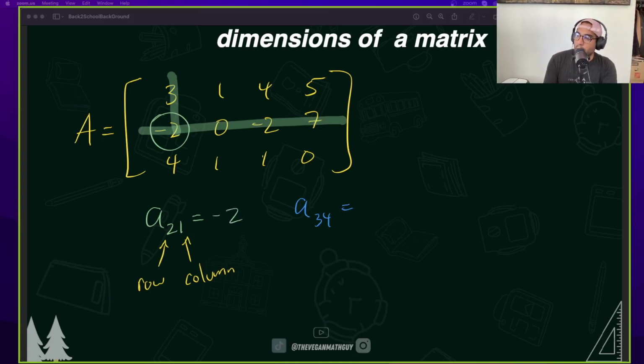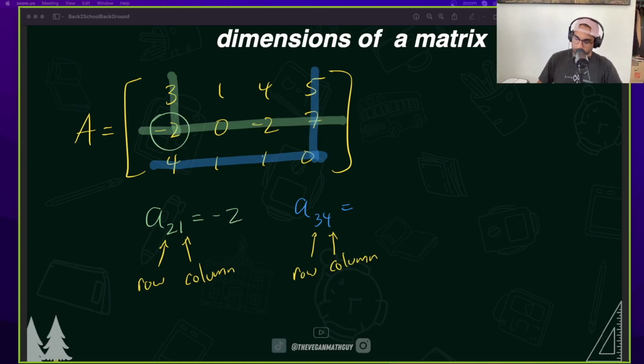Let's do a different example. How about A sub 3, 4? So we're looking for the third row, fourth column. There's my third row. And looking at the matrix, there is my fourth column. And so the value for A sub 3, 4 is going to be 0. But what if I ask you what A sub 1, 3 would be? Go ahead and comment that below. Hopefully it's pretty simple to find the dimensions and how to navigate around a matrix.